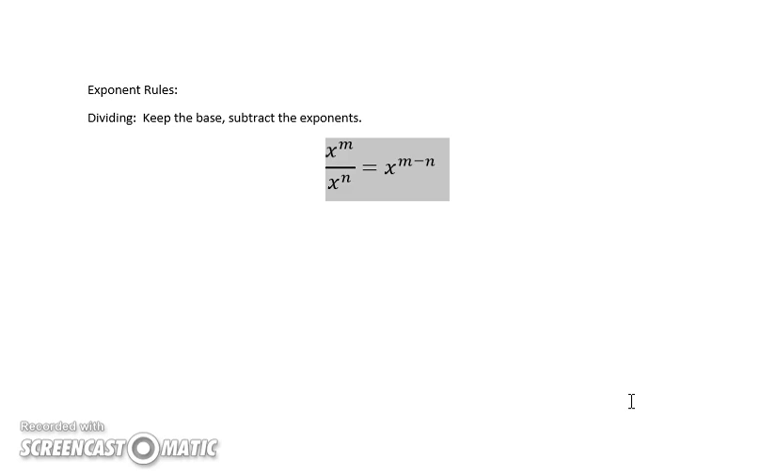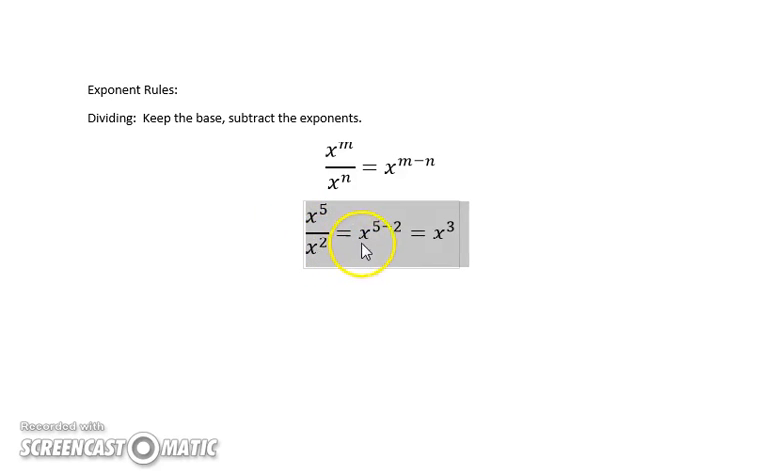So the next rule we're going to work with is when we're dividing our variables that have exponents. When you're dividing, you're going to keep the base, but this time instead of adding, we're going to subtract the exponent. So the rule is basically, in this case, x to the m over x to the n is equivalent to x to the m minus n. So let's do an example just so you make sure you got it. X to the 5th over x squared is equal to x to the 5th minus 2, 5 minus 2, which is x to the 3rd.